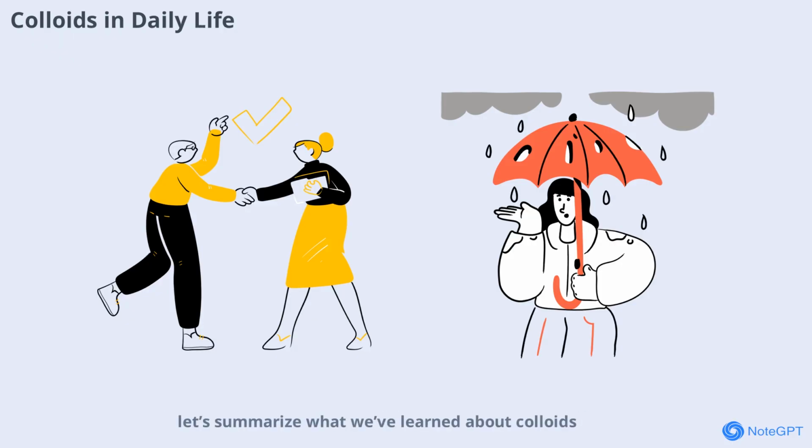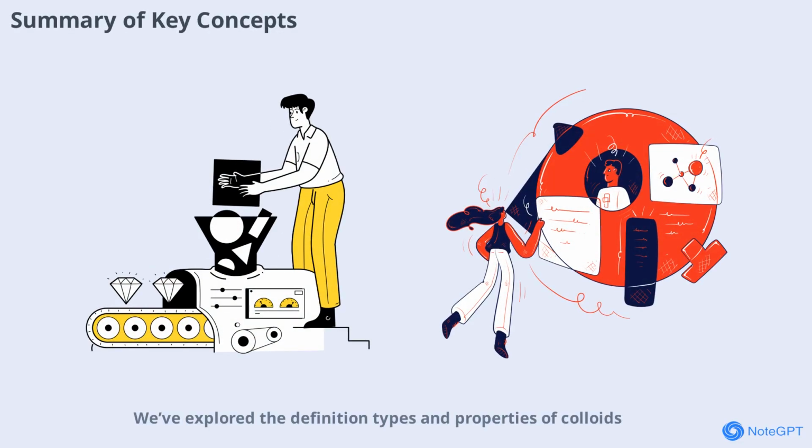Now, let's summarize what we've learned about colloids. We've explored the definition, types, and properties of colloids, including the Tyndall effect, Brownian movement, and coagulation. We've seen how colloids are classified, how they behave, and their importance in various fields. Understanding colloids allows us to innovate in food, medicine, industry, and environmental science. Their unique properties make them essential to modern life.